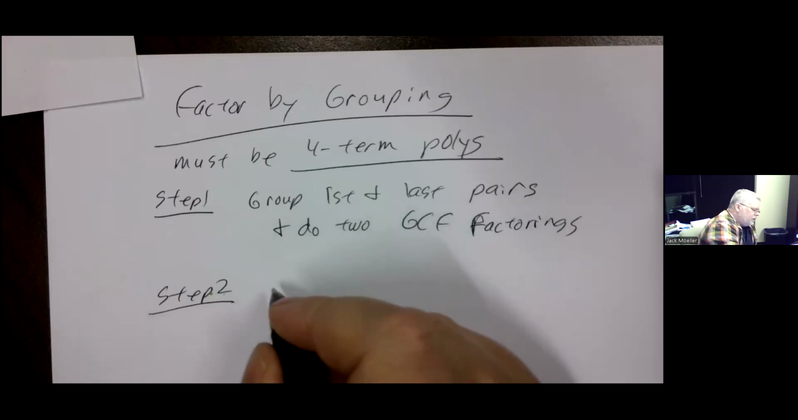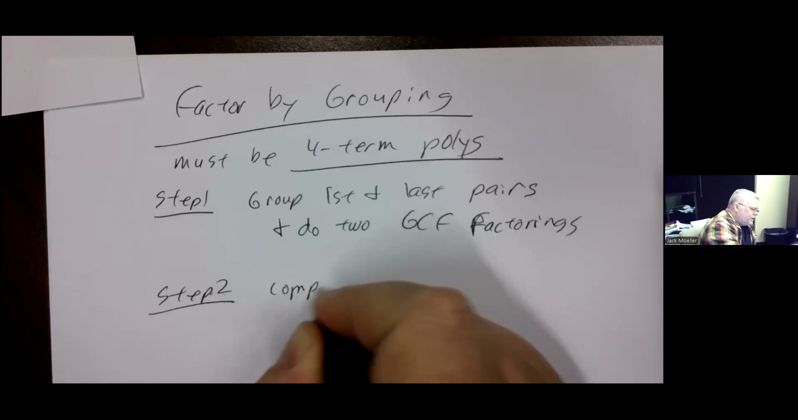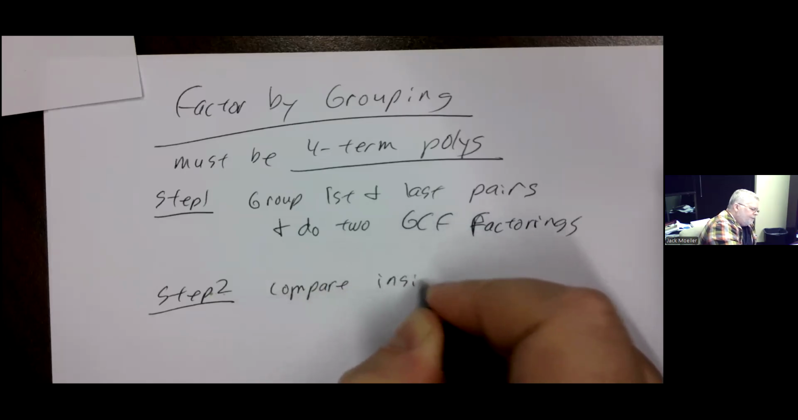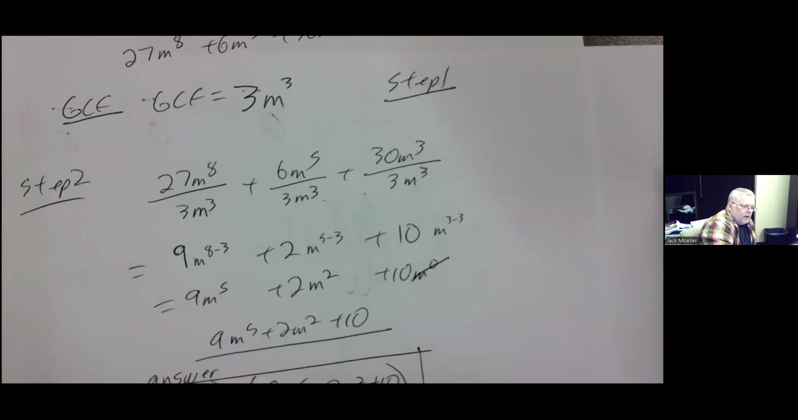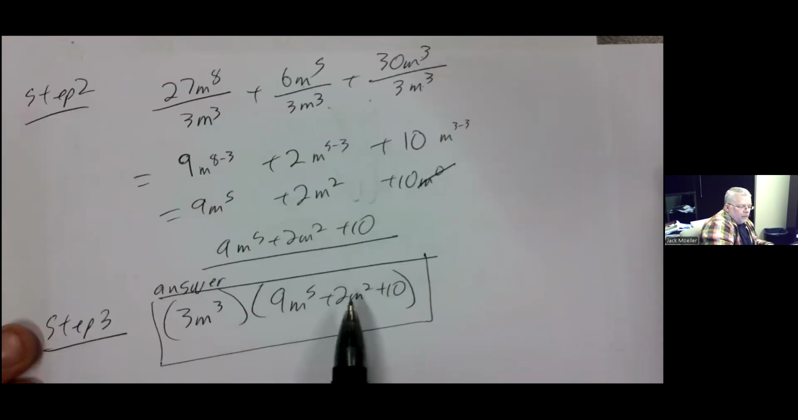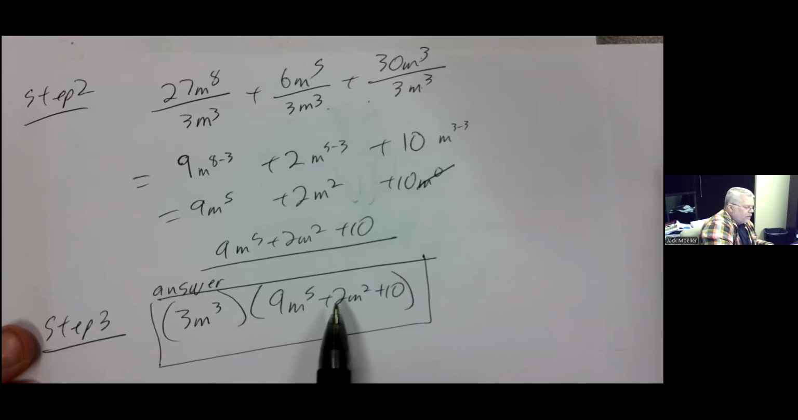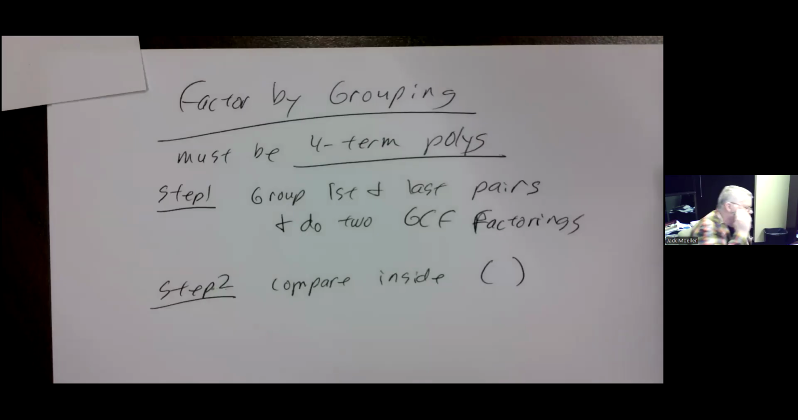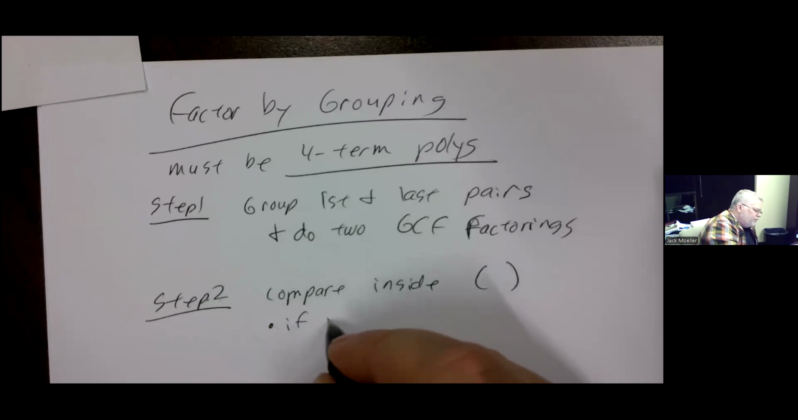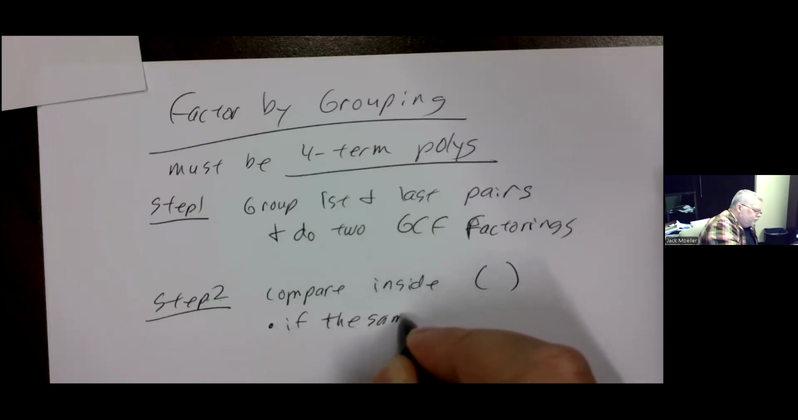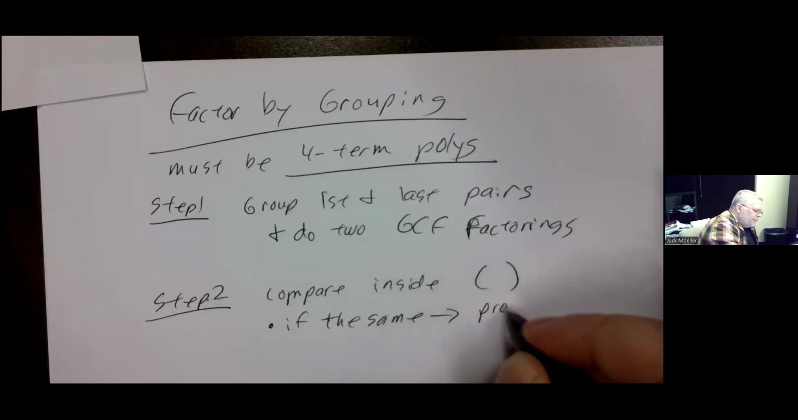The second step is compare inside the parentheses. And what I mean by that is when you're doing a GCF problem, that second part, the remainder, sorry, we always put that remainder in parentheses. That's the parentheses I'm talking about once we do our GCF. And I'll explicitly show you that when we're doing examples. But for that second part, compare inside there. So here's the thing: if it's the same, then you proceed to the answer.